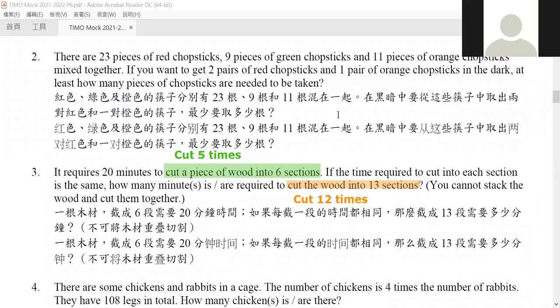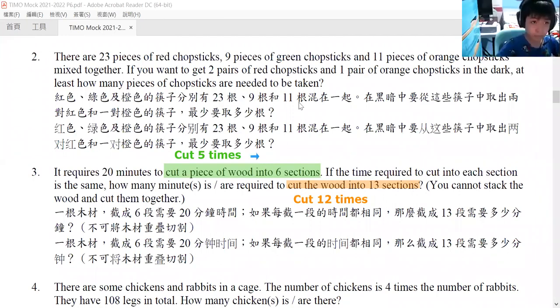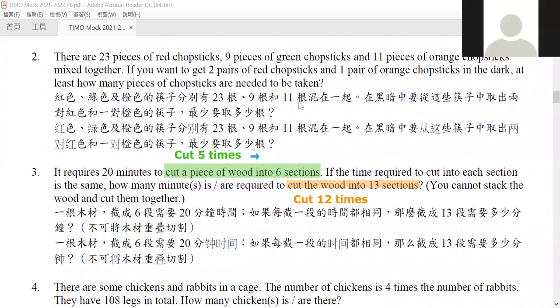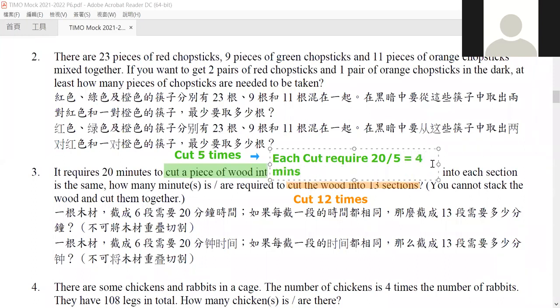If you would like to answer this question, you may want to answer it in the chat room. Okay, so now let's go back to the first part of this question, because you cut it 5 times. How many minutes do you spend? You spend 20 minutes. So each cut requires 20 divided by 5, and hence it will be 4 minutes. So we know that each time you cut, you spend 4 minutes.